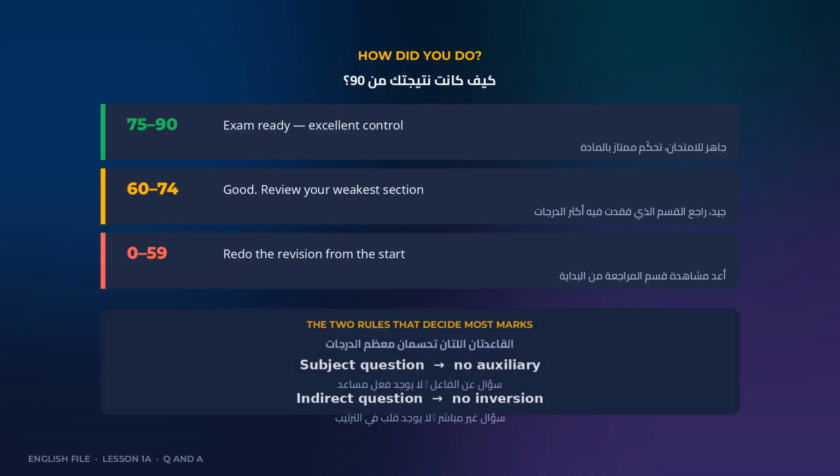Almost every grammar question here came from two rules. Subject questions take no auxiliary. Indirect questions take no inversion.